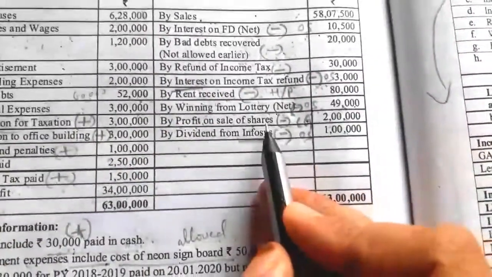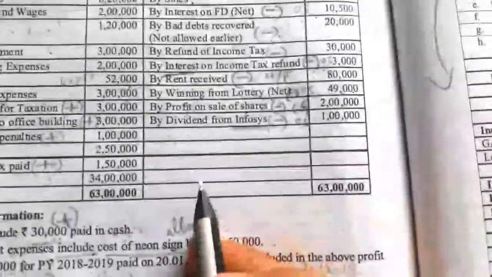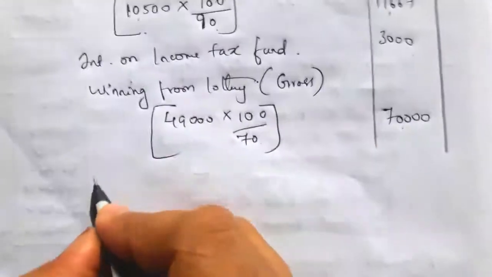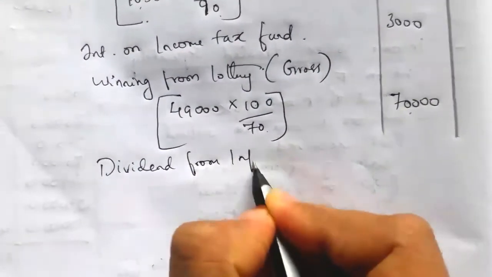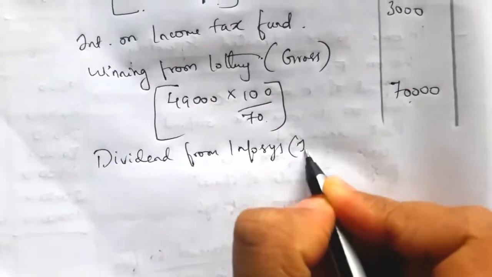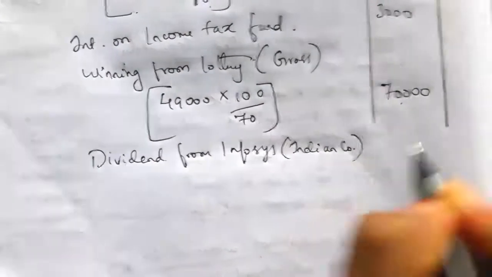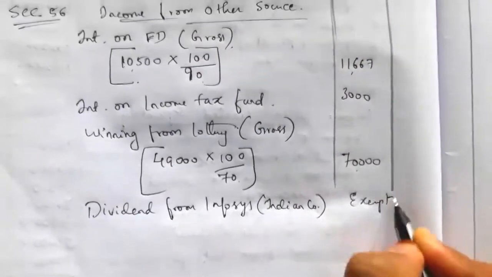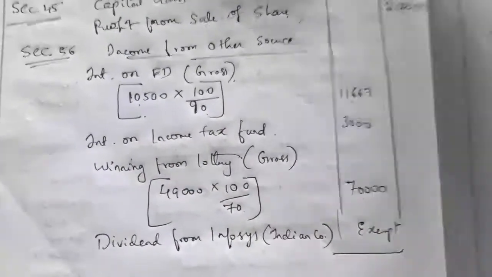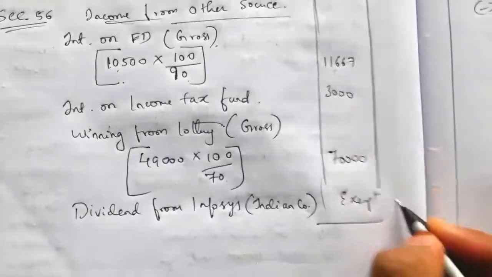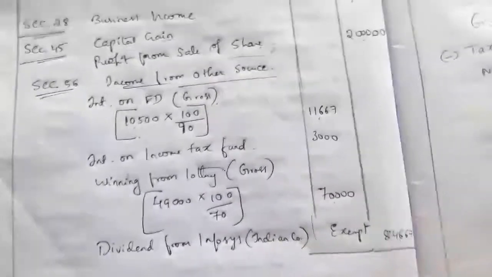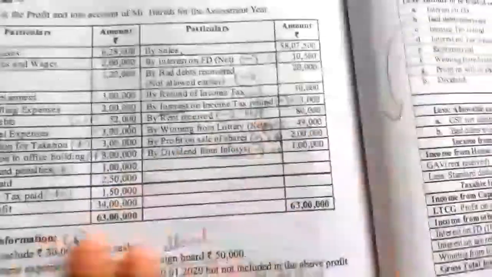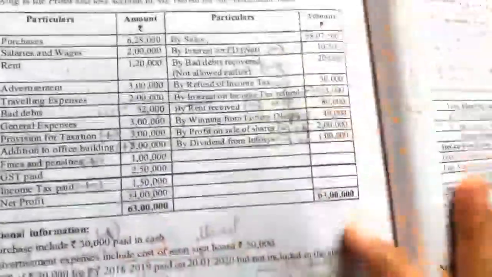Next, profit on sale of shares is also done under the head capital gain. Then dividend from an Indian company, dividend from Infosys. So it is an Indian company, and Indian company dividend is exempt. So the total income from other sources is 84,667. So there is no other income. All the incomes are taken.